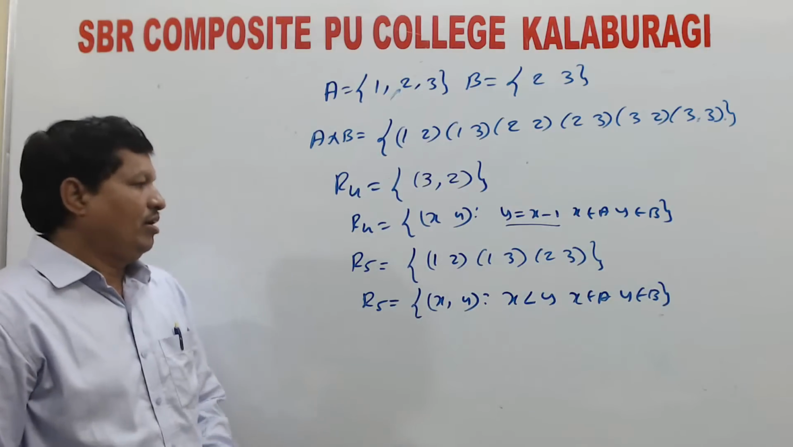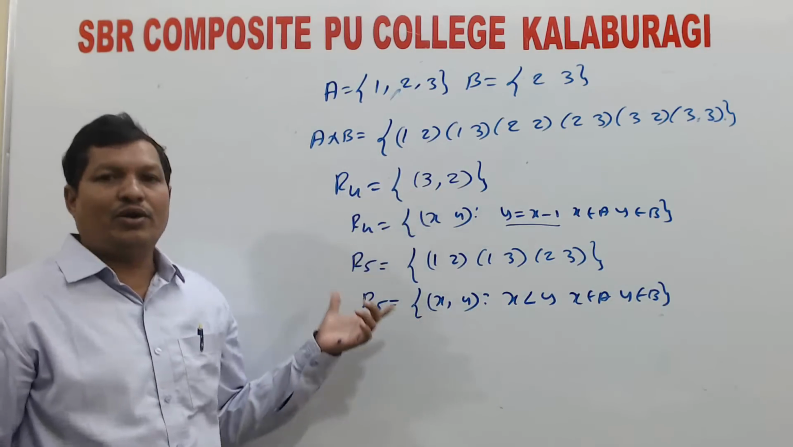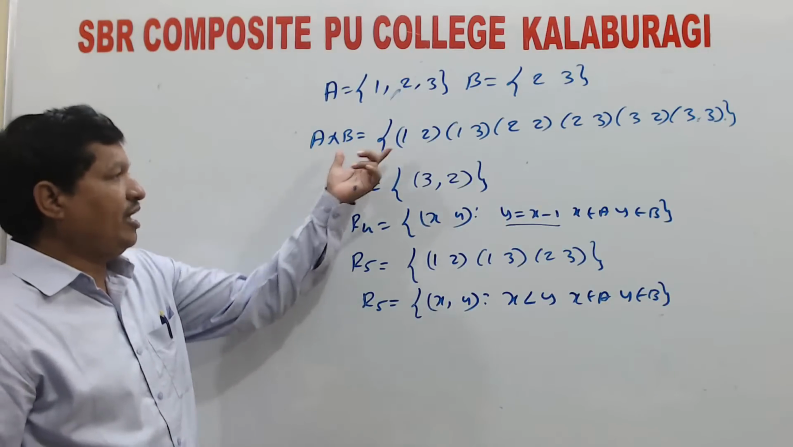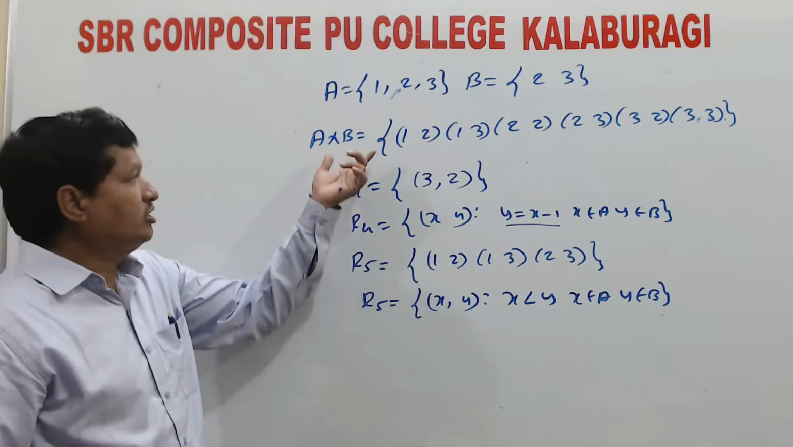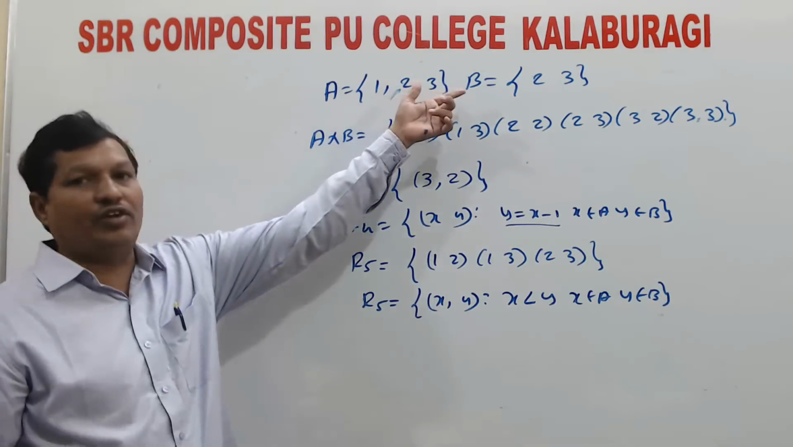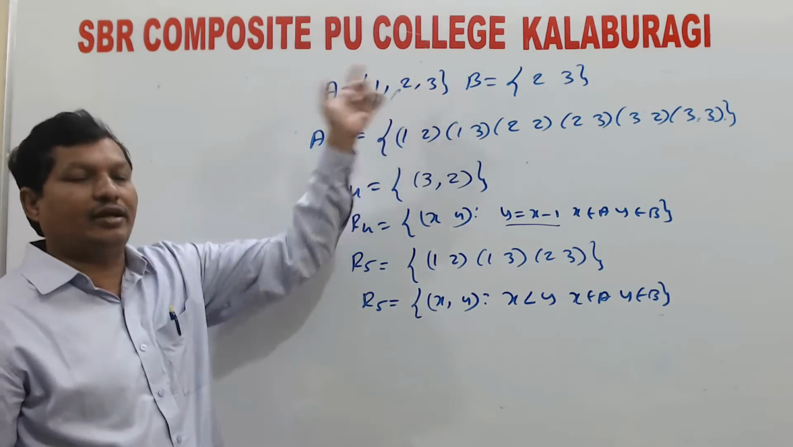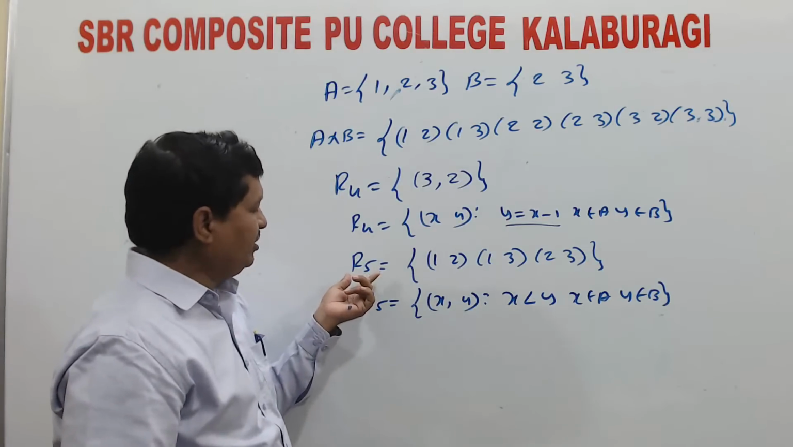Still, I didn't give the definition. Okay, by taking one example, you will write a definition. What is the Cartesian product? As you already know, if R is a subset of the Cartesian product of A and B, then R is a relation from the set A to set B. Okay. So what is the relation?